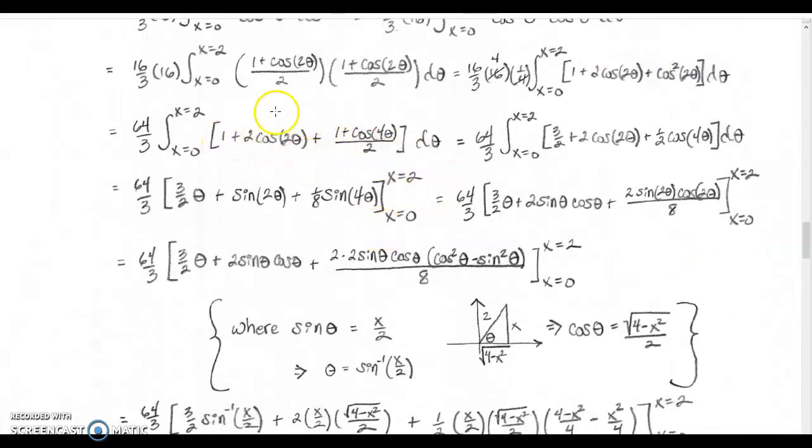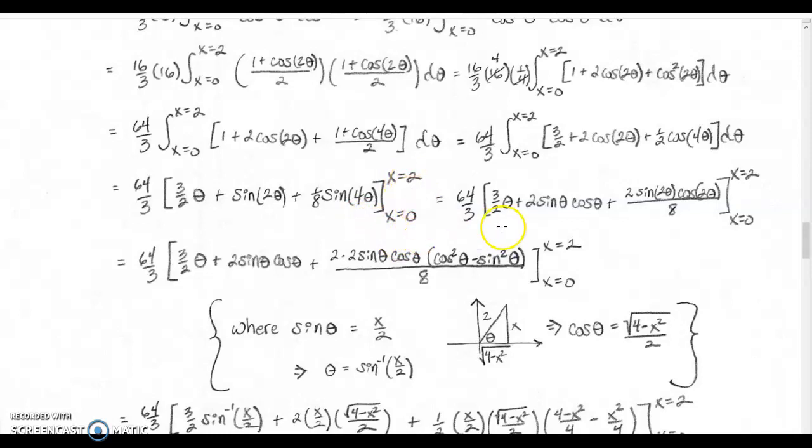Finally, I can collect the 1 and the 1/2 together to get 3/2. I've got all these cosines that I now can integrate. So the integral of cosine of 2 theta is 1/2 sine of 2 theta. So with the 2 in front, it just becomes sine of 2 theta. The integral of cosine of 4 theta is 1/4 sine of 4 theta. So that gives me 1/8 sine of 4 theta, evaluated from x equals 0 to x equals 2.